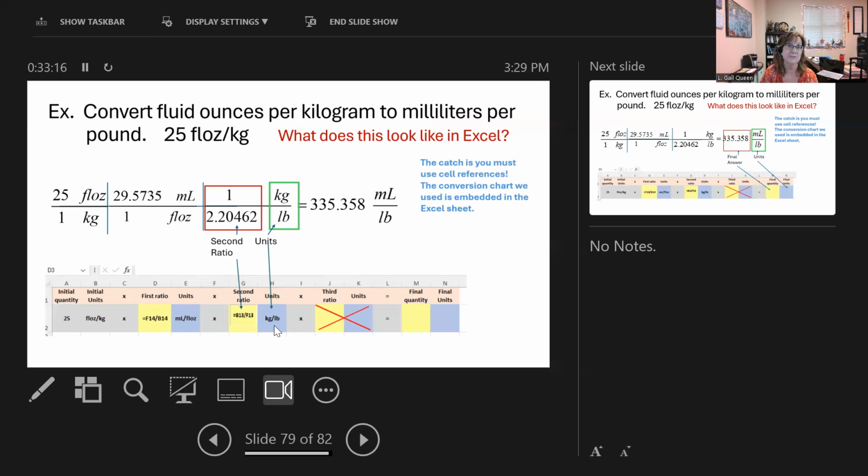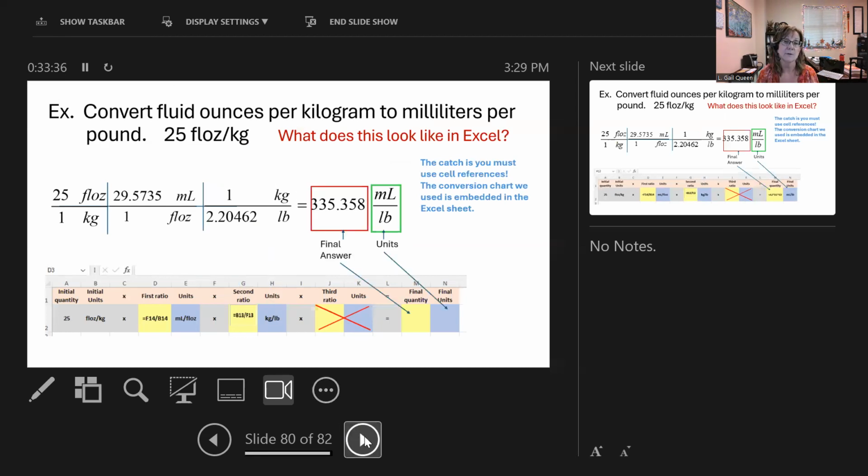And then for the units, we type in kilograms per pound. Now they have space for a third fraction equivalent to 1, but we did not need a third fraction. So this will just remain blank. You don't need it. It might even be grayed out in the problems where you don't need it. So we're just going to ignore that third ratio. And now we need to get to the final quantities. So I got to put my final answer in. And again, they do not want me to type in 335.358. They want Excel to do this calculation for me. So I have to type in a formula here, and then I will type in the units, milliliters per pound.